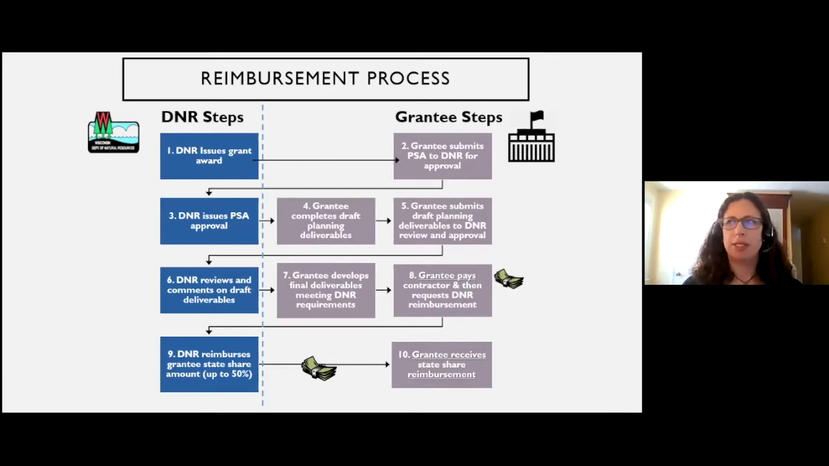The grantee pays a contractor and then requests reimbursement from the DNR. The DNR reimburses the grantee the state share amount up to 50%. Then finally, the grantee receives reimbursement.